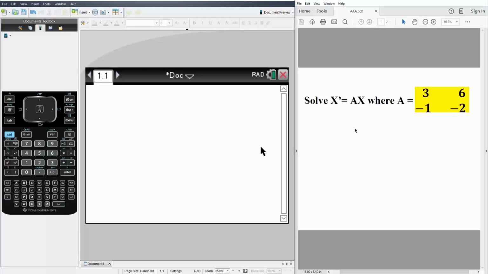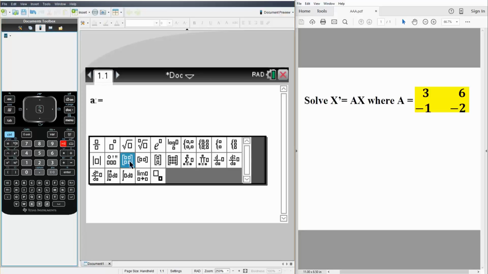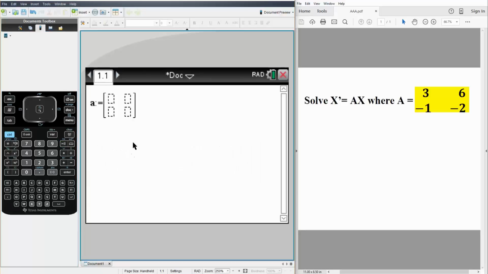Okay, in this video, we want to find the general solution, and to do so, we need to get eigenvalues and eigenvectors. So we first need to define A. We can say A is defined as a 2 by 2 matrix. So we hit this icon, choose 2 by 2, and just set it. So 3, 6, -1, and -2.